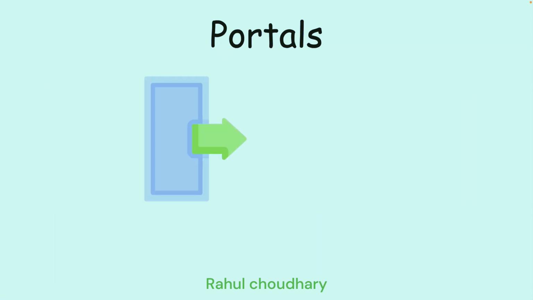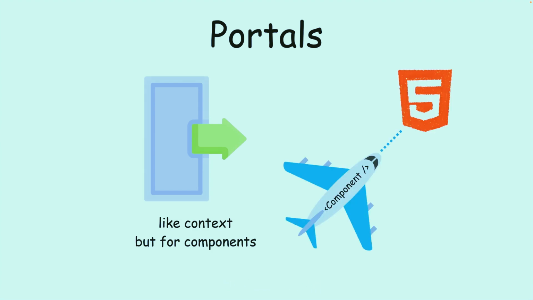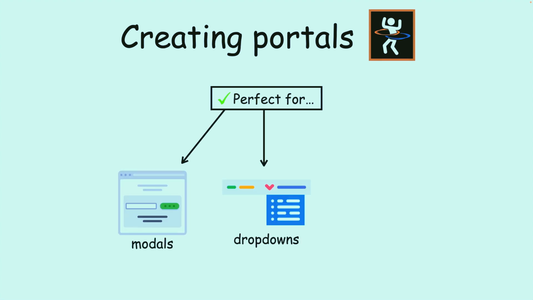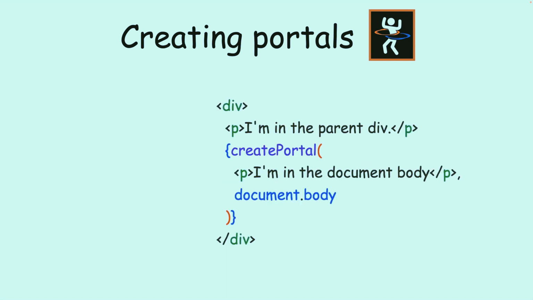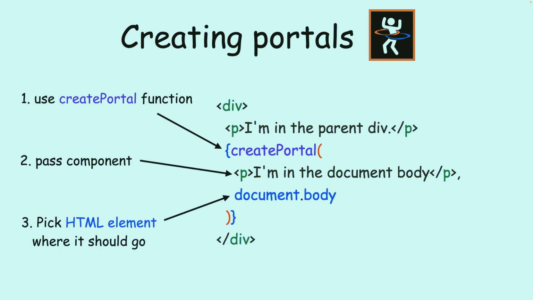Portals, on the other hand, are kind of like context but for components. Portals let you move React components into any HTML element you select. Portals are great for components that can't be displayed properly because of their parents' component styles, for example for displaying modals, drop-down menus, and tooltips. To create a portal, just use the create portal function, pass your component to it, and choose the HTML element where you'd like your React component to appear.